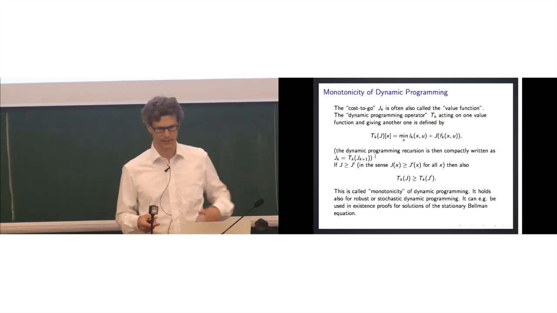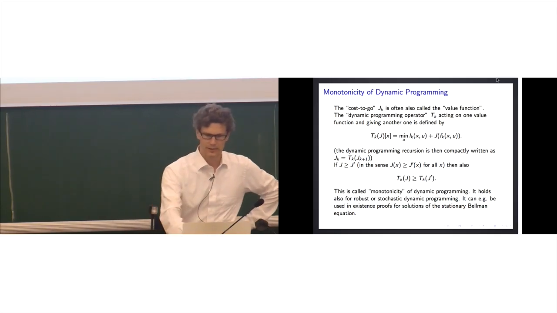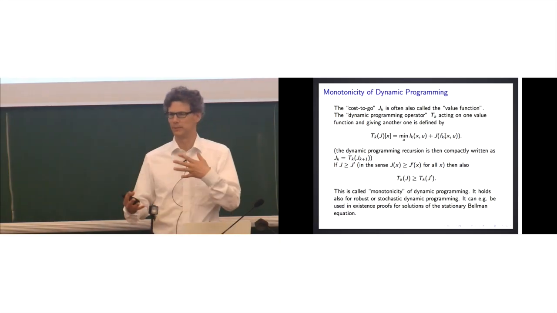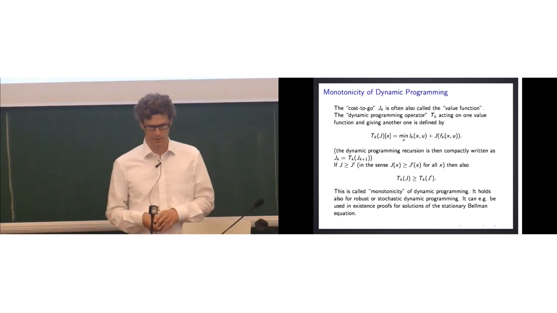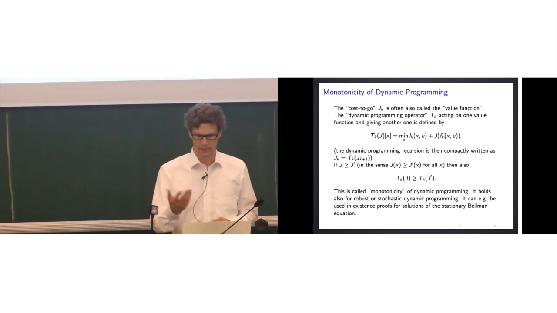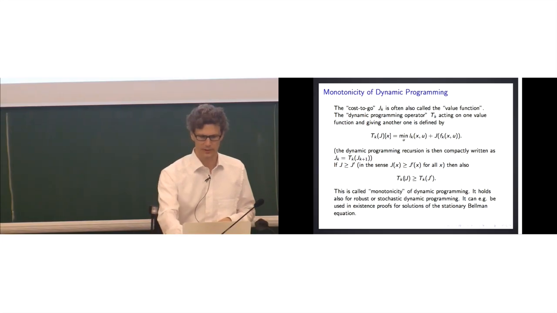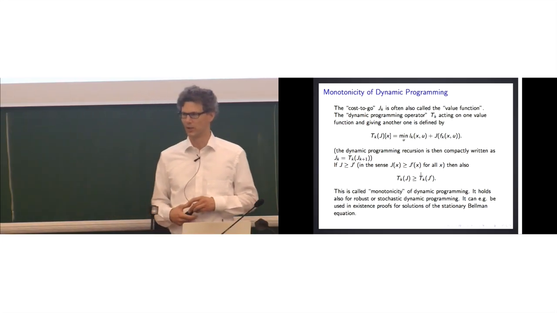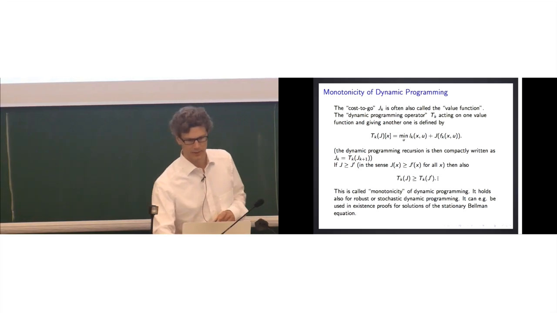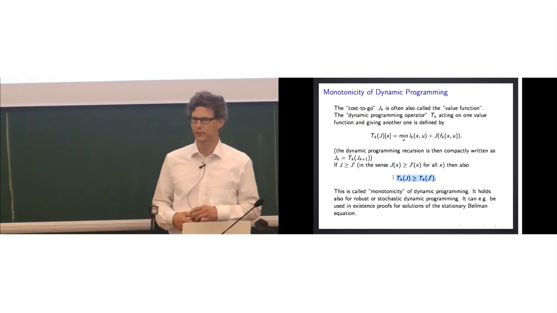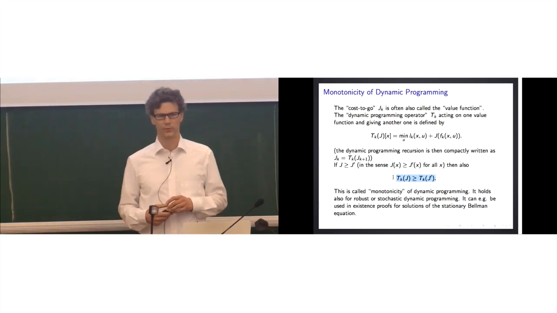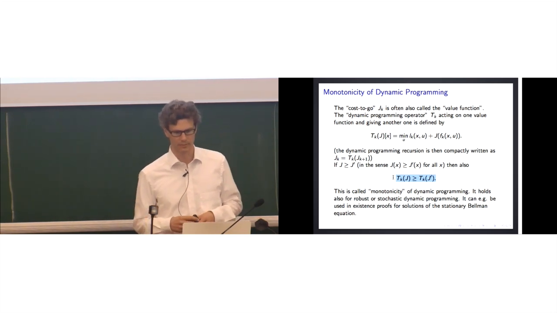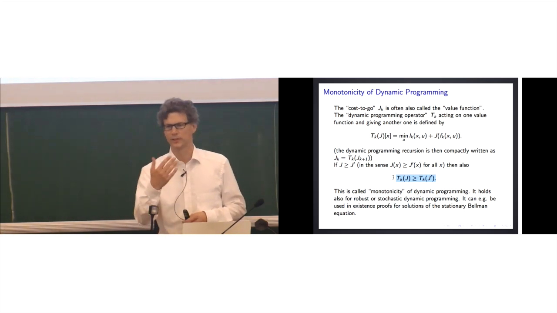You have it at the top line here. And you see, because the J is everywhere bigger than the J prime, there is no chance by minimization to make anything smaller when you minimize over these J expressions. So you preserve this. You have T_k of J is also bigger than T_k of J prime. And that's a monotonicity property which is very useful, in particular when you want to prove that your dynamic programming recursion converges to something.